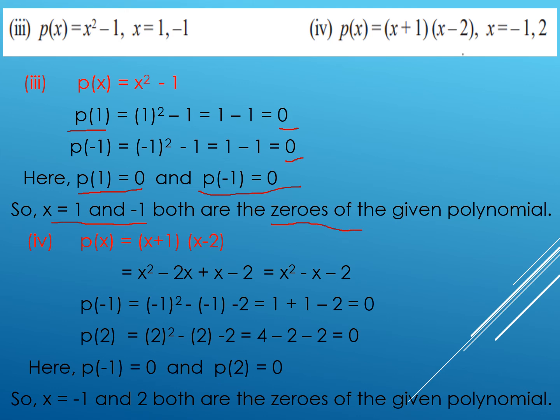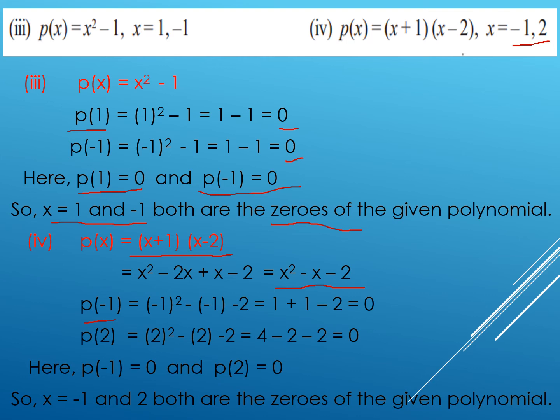Now fourth part, p(x) is equal to (x plus 1)(x minus 2). Now here we can multiply these two algebraic expressions or directly also we can put the value. Now in this case I am doing the multiplication of these two and after multiplication I am getting x square minus x minus 2. Now we have to find out the value of this polynomial at x is equal to minus 1 and x is equal to 2. So first we are putting the value of the variable as minus 1. So p(minus 1) is equal to minus 1 square minus (minus 1) minus 2.